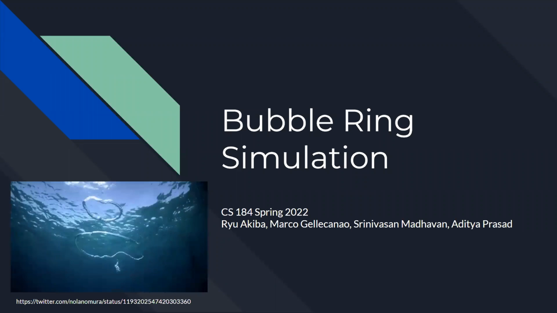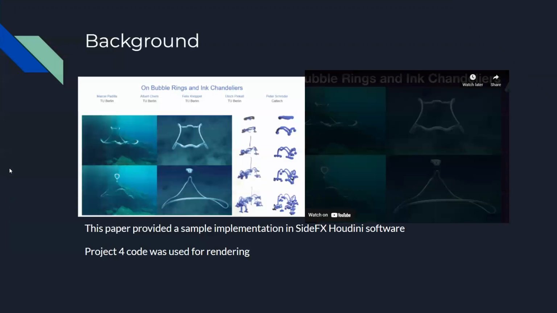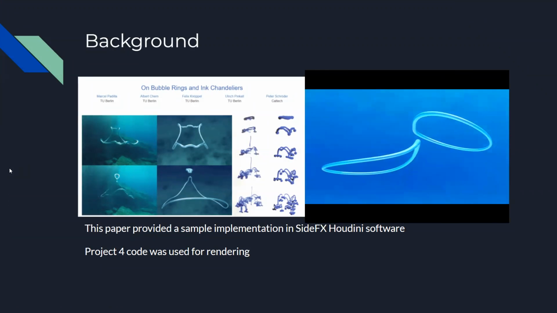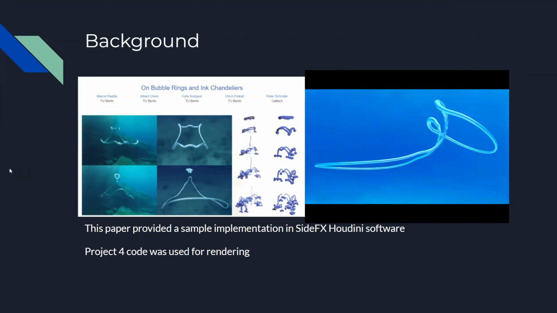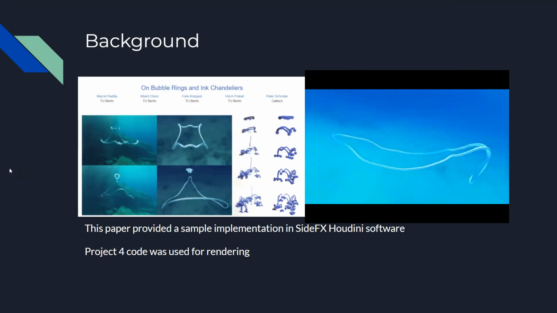We created a bubble ring simulation based on an interesting paper we found. This problem of rendering and simulating a bubble ring shows that fascinating natural phenomena can be simplified on a computer effectively. Our starting point was the Project 4 starter code and code from the paper for the Houdini physics simulator.